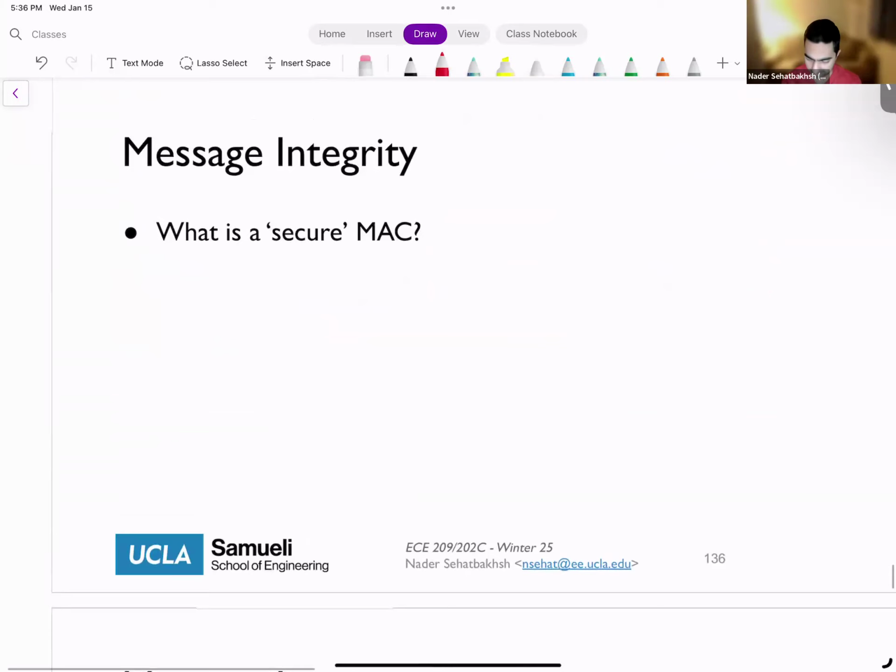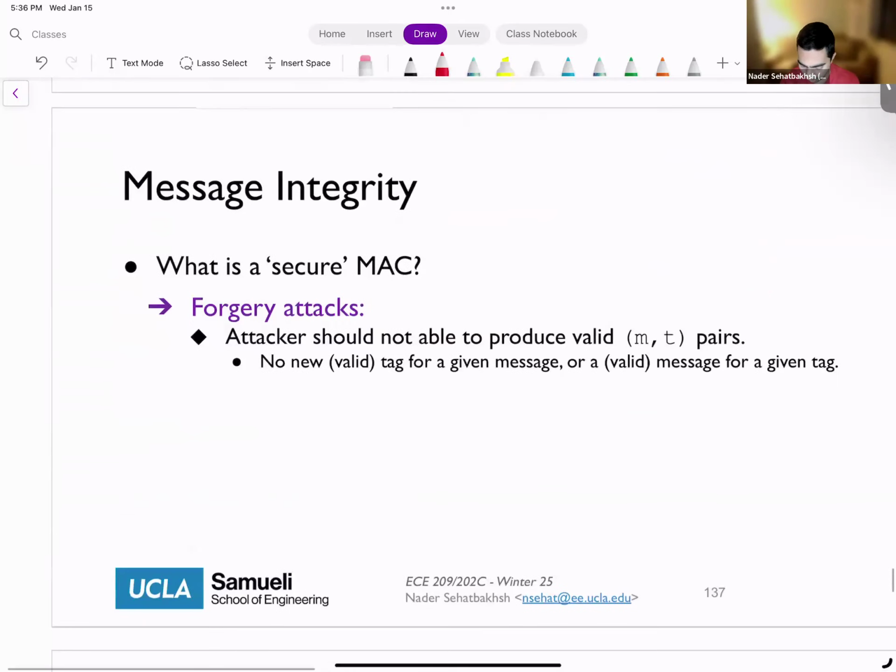So what is a secure MAC in this case? A secure MAC should be a functionality that can resist what we call forgery attacks. Forgery attacks means that the attacker should not be able to produce any valid M and T. And this is actually twofold. We want to make sure the attacker cannot create a valid tag for a given message, or a valid message for a given tag. So we want both of these to be prevented.